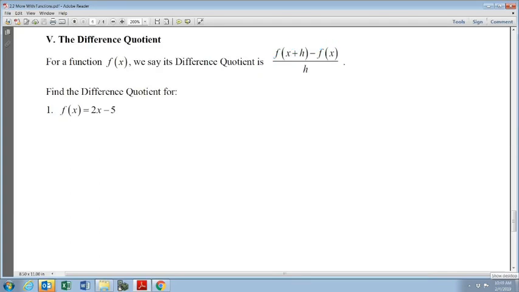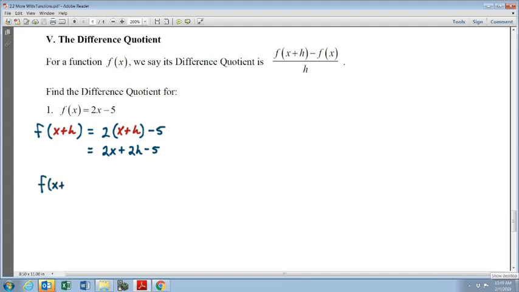So we're going to do it in steps. Let's make a skeleton or a shell. The first thing I want to do is find this part here, f of x plus h. So let's plug in x plus h. We'll distribute here, we get 2x plus 2h, and then bring down the minus 5. So this is f of x plus h.